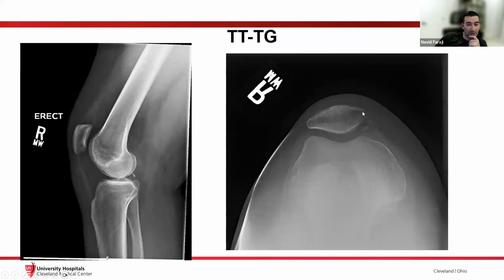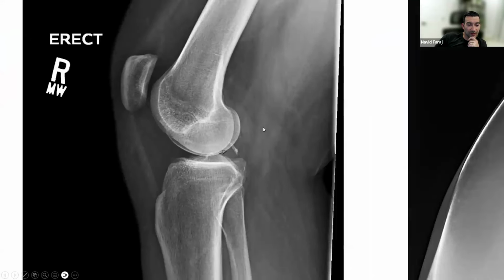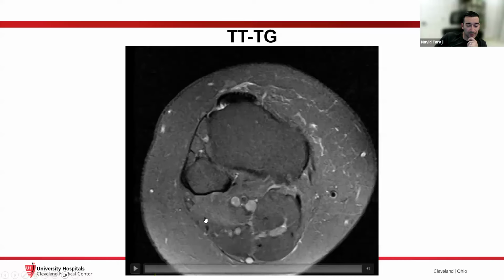I also want to show you on X-ray, you can see little chunks of bone adjacent to the medial patella. Here's a chunk of bone in the posterior recess of this patient, which is displaced from the patella in the setting of a transient lateral patellar dislocation. Okay, we're nearing the end here.